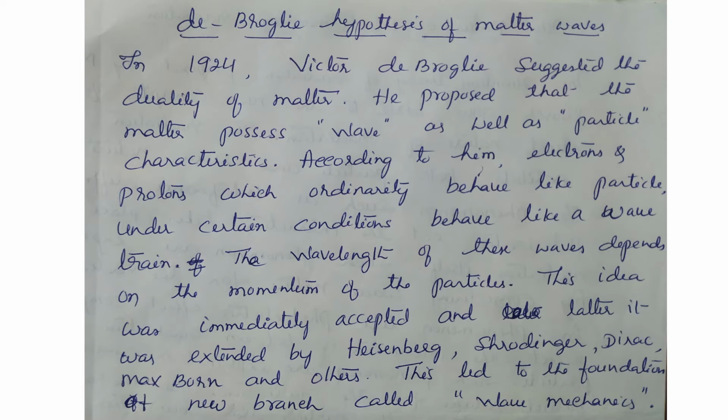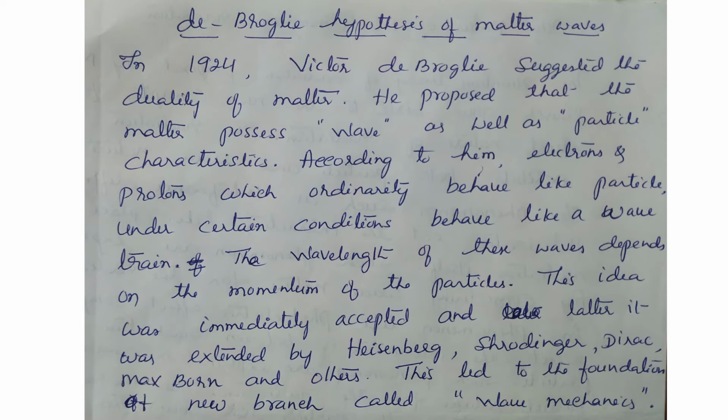This idea was suggested in 1924 by Louis de Broglie. According to him, electrons, protons, such particles, under certain conditions, behave like a wave train also. The wavelength of these waves depends on the momentum of the particle. This idea was immediately accepted. Later it was extended by Heisenberg, Schrödinger, Dirac, Max Born and others, and this led to the foundation of a new branch called wave mechanics. And in wave mechanics, matter wave was taken into consideration.